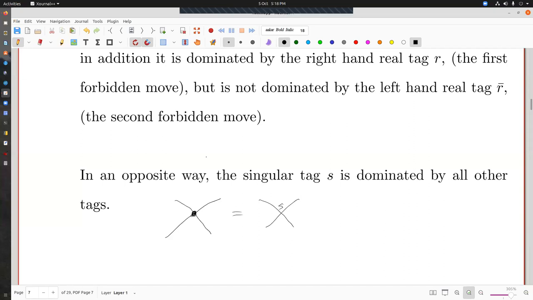That's the phone, don't worry about it. But the singular tag can't even go over anything.